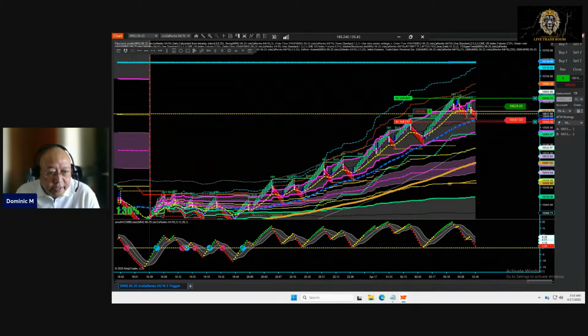Trying to look for a download here. Let me see. Yellow.